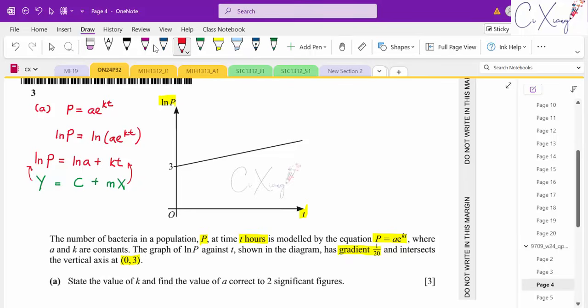So if I compare the remaining part here, m is the gradient, it is actually equals to the value of the k. So I think from here we can state the value of k very easily, because we have been given the gradient, which is 1 over 20, right? So what we have here is you are having k equals to 1 over 20.